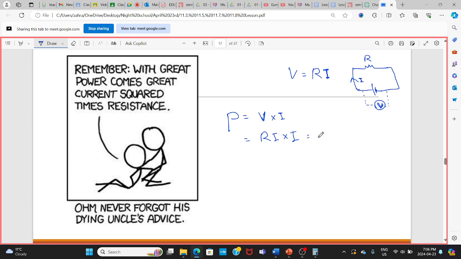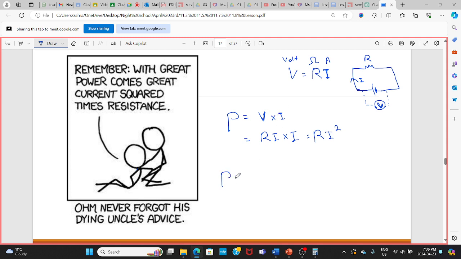It's getting R I to the power 2. See, this is what it's saying: with great power comes great current squared, like I to the power 2 is the squared current, times resistance. But it's kind of made funny with this picture. Kind of this person is resisting power or something. That was fun. And you know, the unit for resistance is ohm, unit for current is ampere, and voltage is volt.